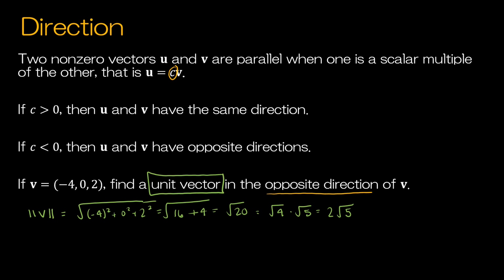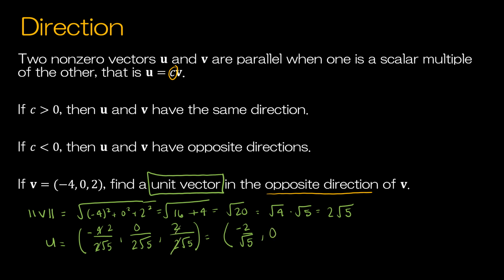So the unit vector u would be -4 over 2 radical 5, 0 over 2 radical 5, and 2 divided by 2 radical 5. And then each of these I would just simplify. So this would turn into -2 over radical 5, and 0. And this one would turn into just 1 divided by radical 5.